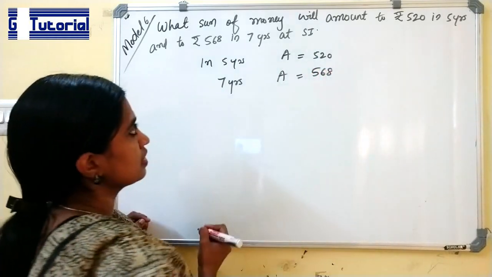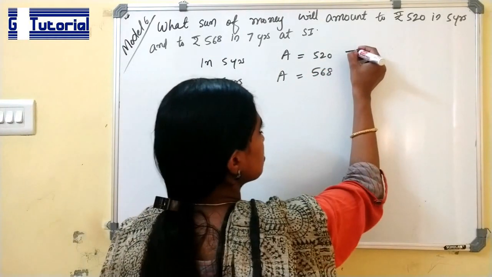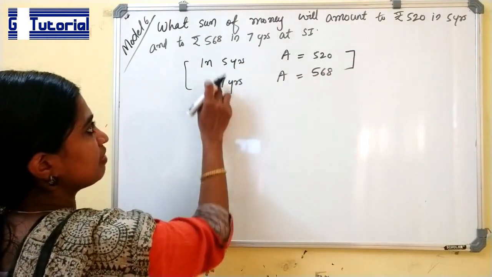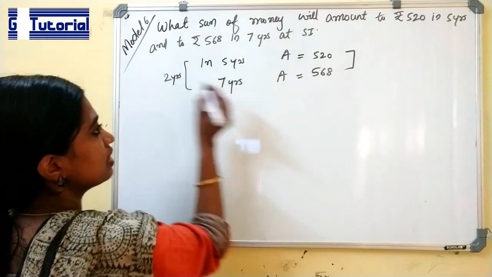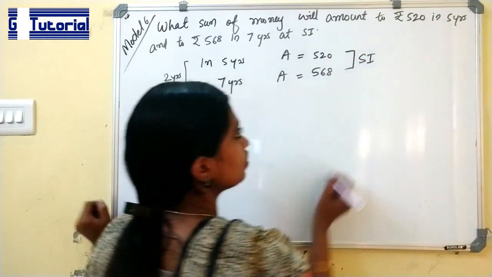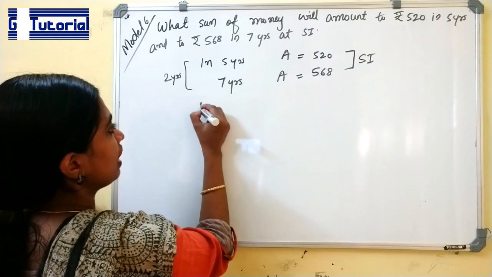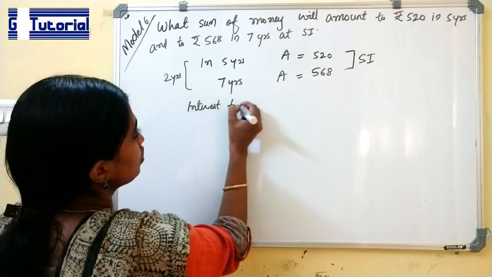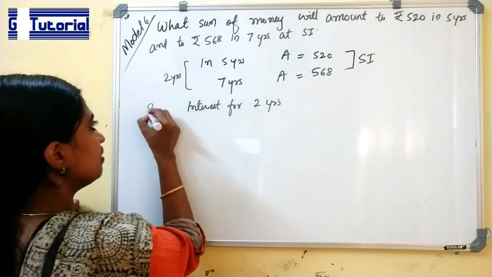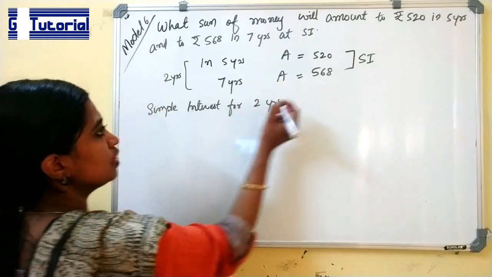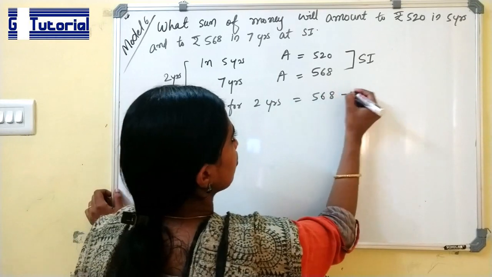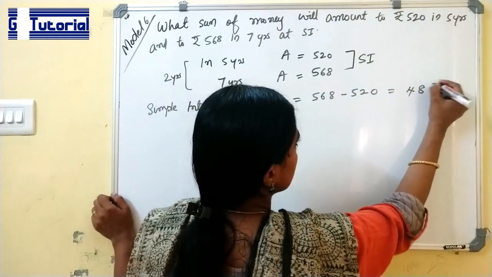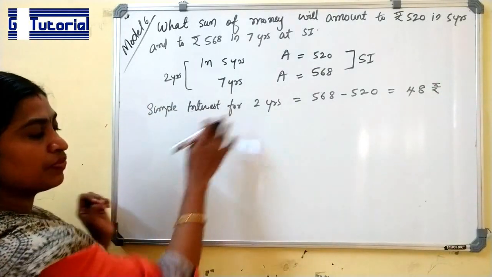568 rupees. So, we can say that the difference of this is the interest for how many years? 7 minus 5 is 2 years. The difference of this is the simple interest for 2 years. So, simple interest for 2 years is equal to 568 minus 520, which is 48 rupees. 48 rupees is the interest for 2 years.